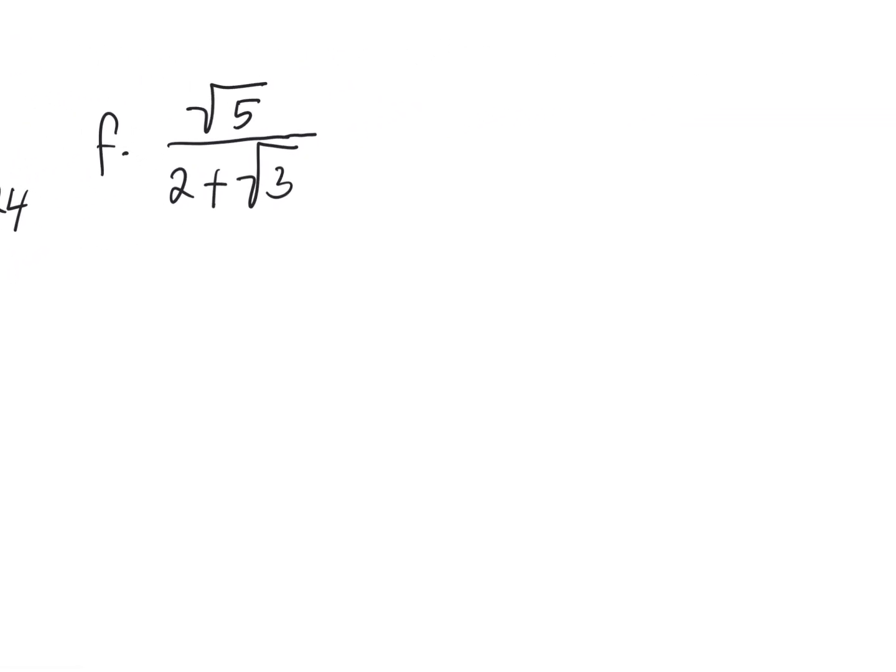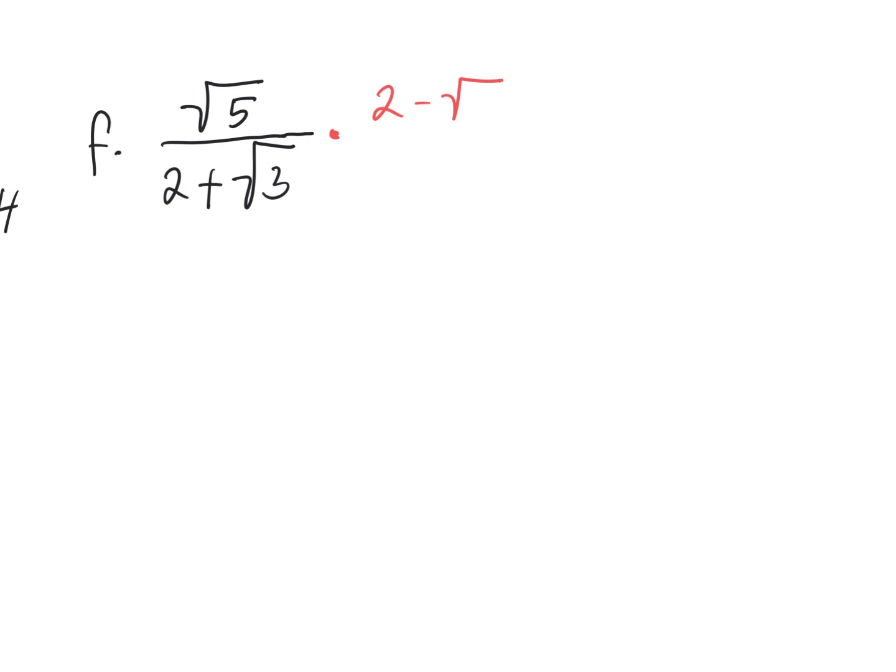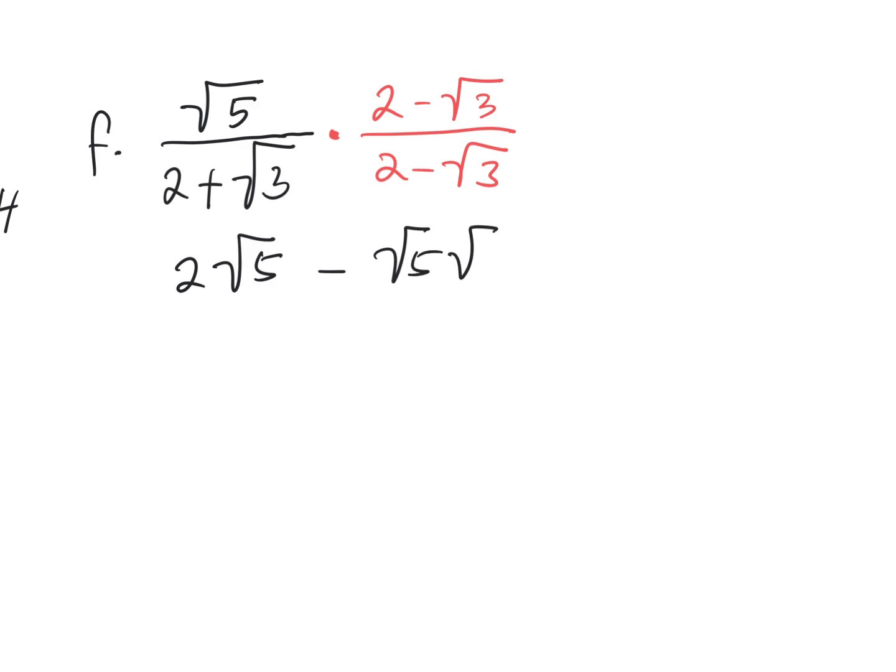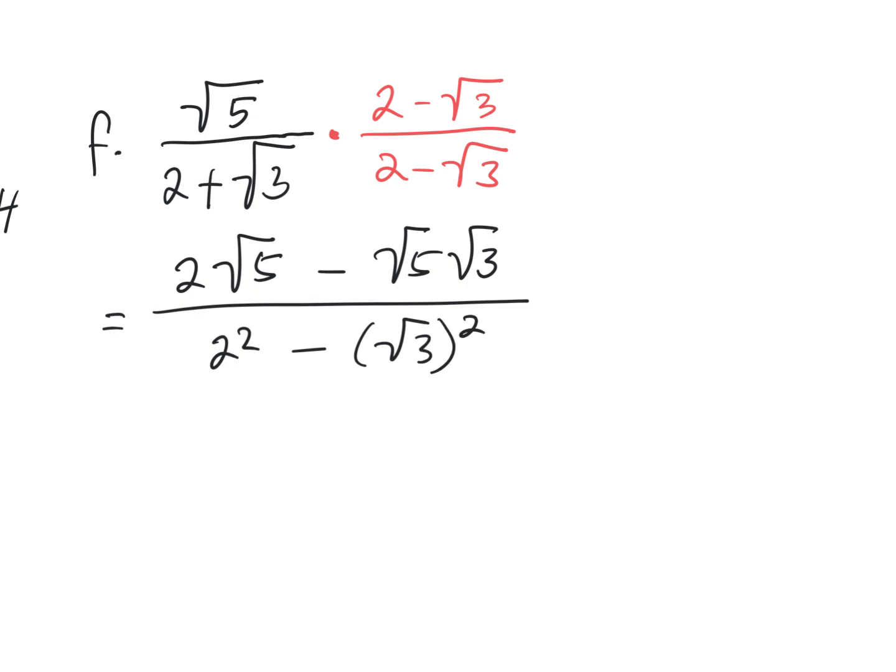Okay, let's go for letter F. Here we can infer that we need the conjugate again. So this is going to be 2 minus root 3 divided by 2 minus root 3. Let's continue with the process. That's going to give you 2 root 5, then minus root 5 times root 3. The denominator is just going to be 2 squared minus root 3 squared.